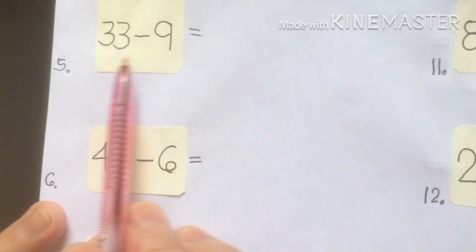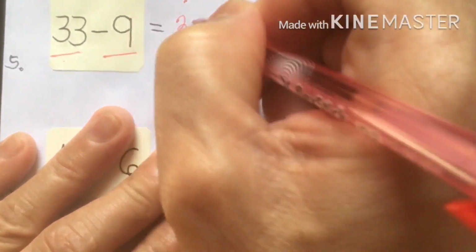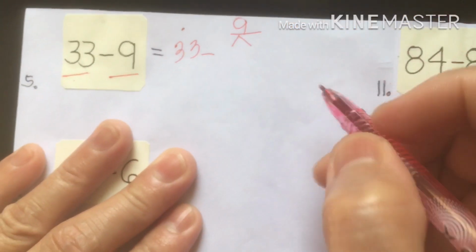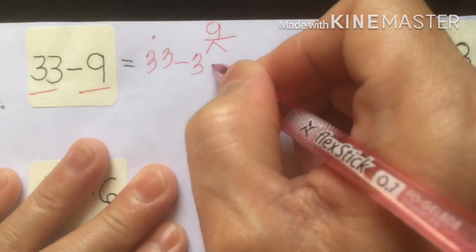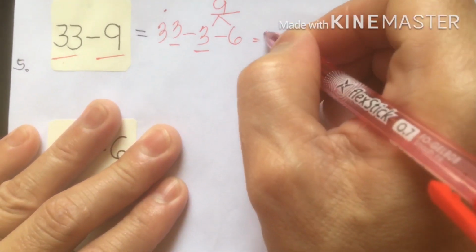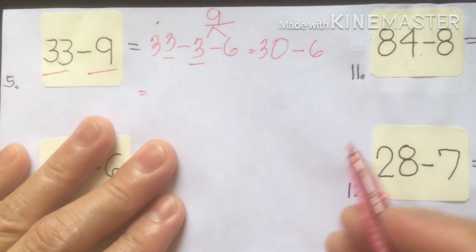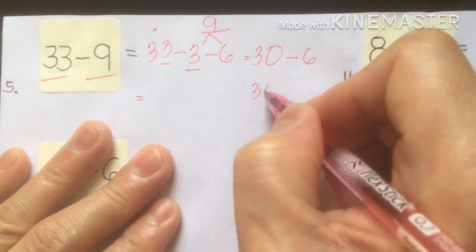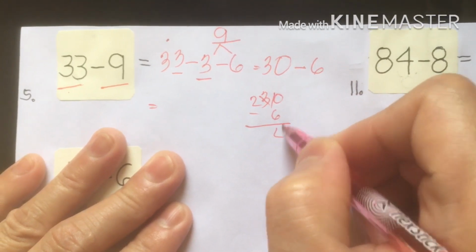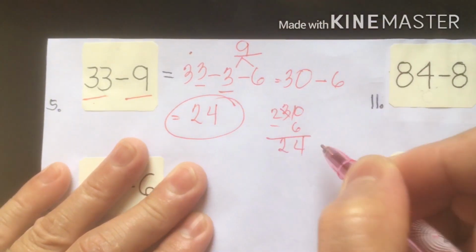Number 5, we have 33 minus 9. So we're going to write 33 minus 9. We're going to break number 9. Okay, we have here 3, then 6. So 3 minus 3, that's still 0, minus 6. Okay, we're going to write here our answer. So break the number first here, 30 minus 6. So 10, so 2. So we have 4. Then our answer here is 24.